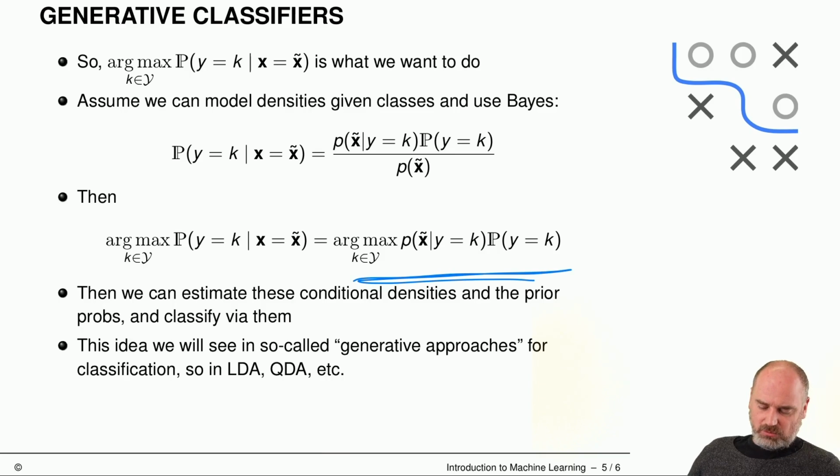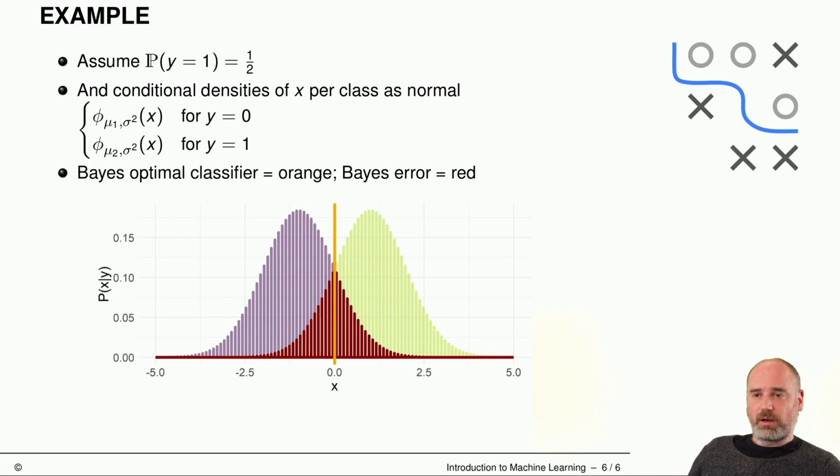And like I said, you will see exactly this idea in linear discriminant analysis, quadratic discriminant analysis, MDA, and a whole bunch of these variants of discriminant analyses. I don't want to take this way further here, so I just did a super simple example. I assume that my prior probabilities are 50-50. I'm also assuming that there are two classes, a class 0 and a class 1.